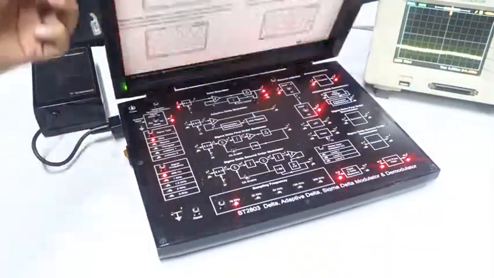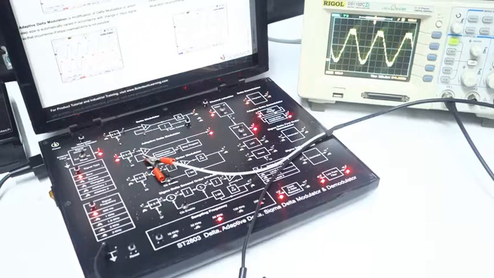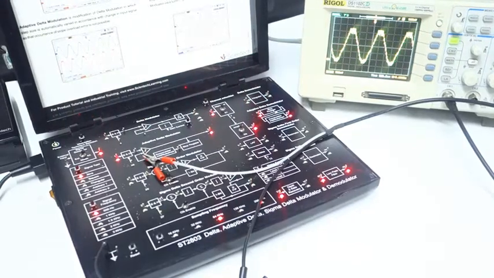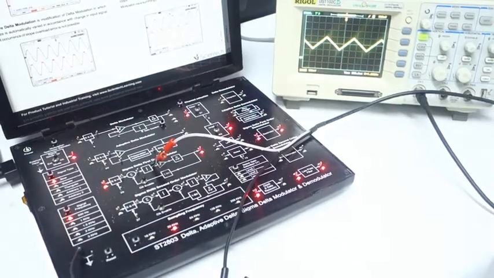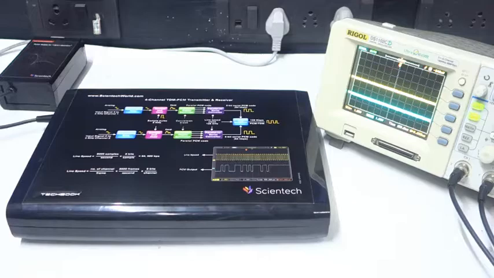Scientech 2803 describes delta modulation, adaptive delta modulation and sigma delta modulation. In-depth analysis of slope overloading and granular noise distortion using arbitrary signals.